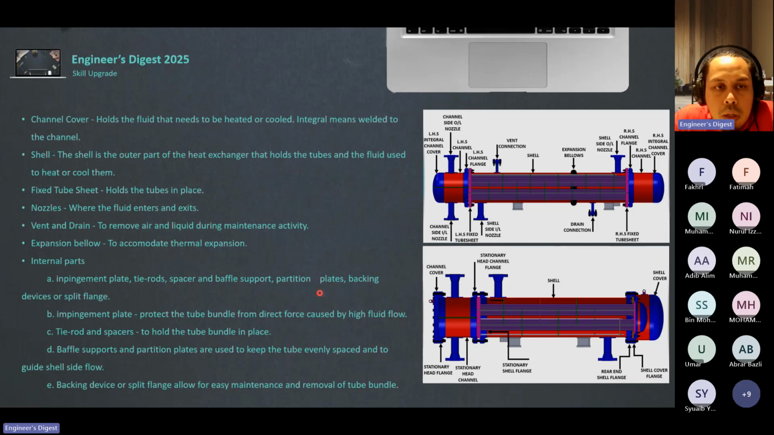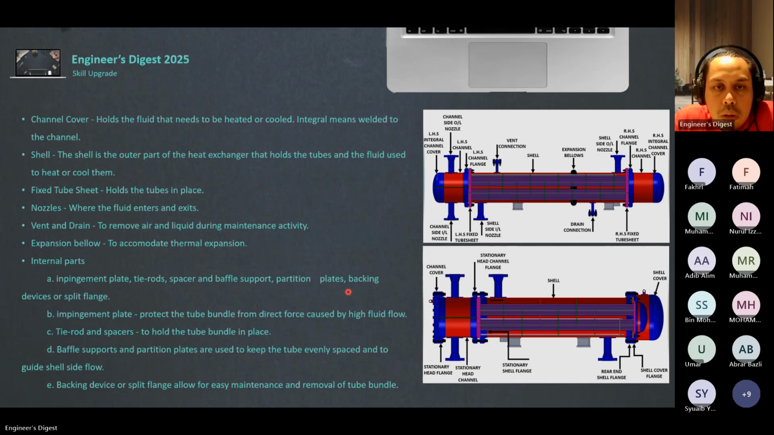Then we have a tie rod and a spacer. Tie rod and spacer are used like this between the baffles. We want to maintain this space, whatever space this is, and this is maintained by a spacer.